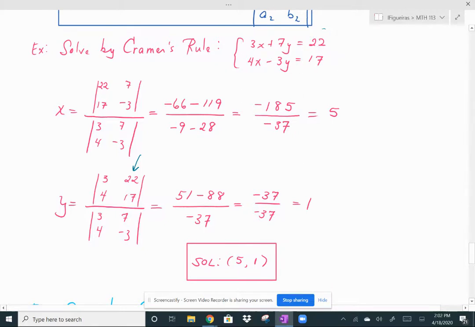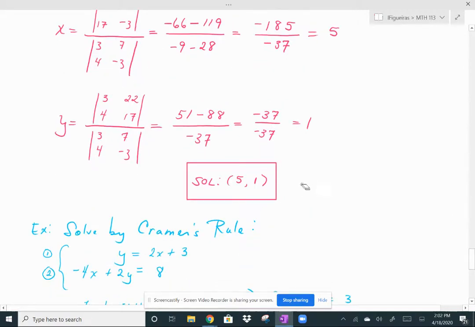Then you cross multiply to evaluate the determinant. So we get 51 minus 81 here. And when you subtract, that's negative 37. Divide that by negative 37 and you get a y value of 1. So your solution is 5, 1, which is the same solution we found earlier by the addition method.